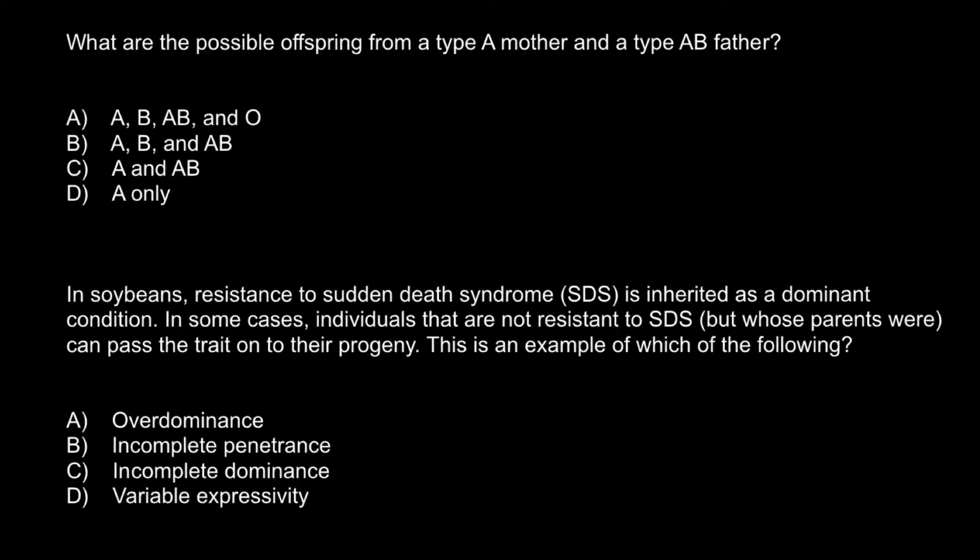And the first question is going to be about the ABO blood group system. Here's the question: what are the possible offspring from a type A mother and a type AB father?